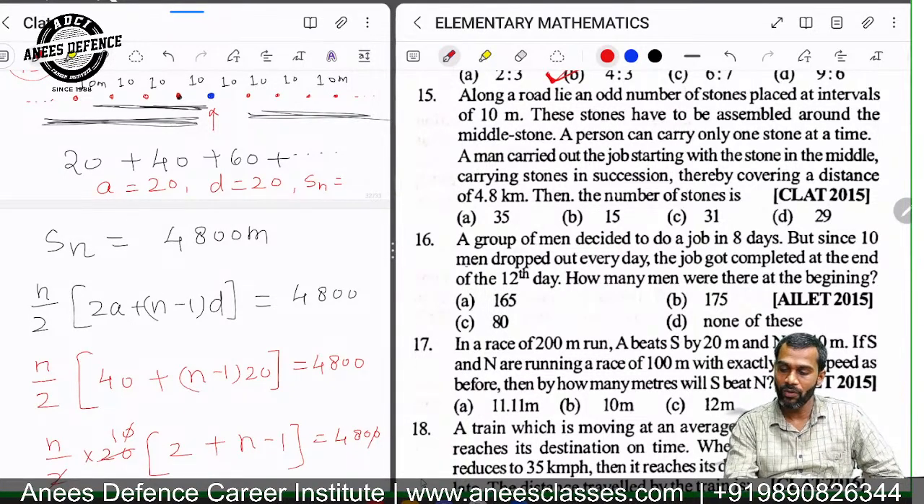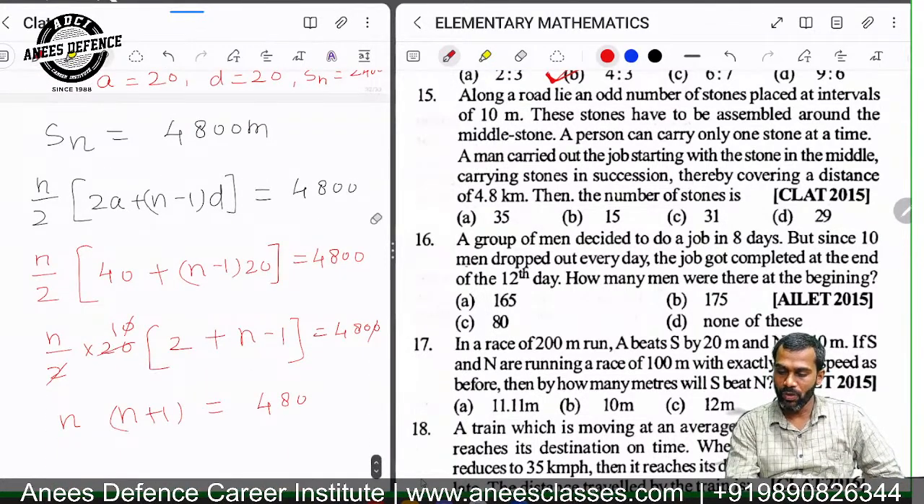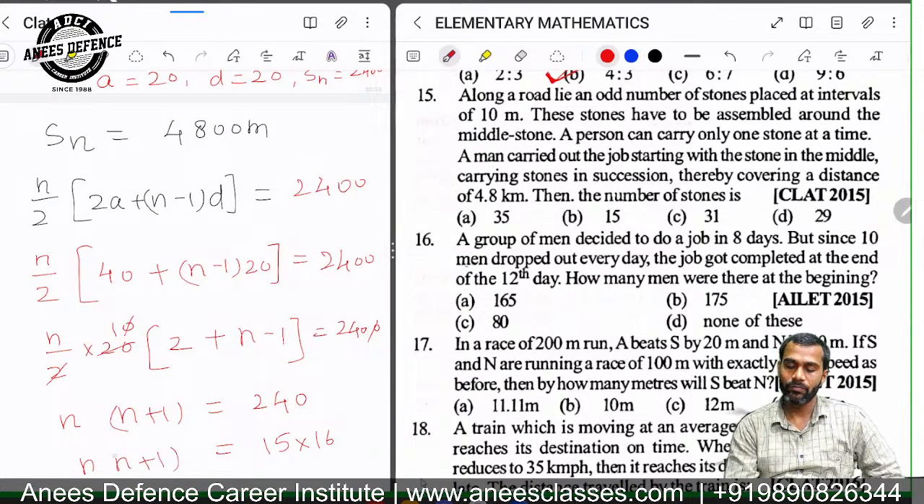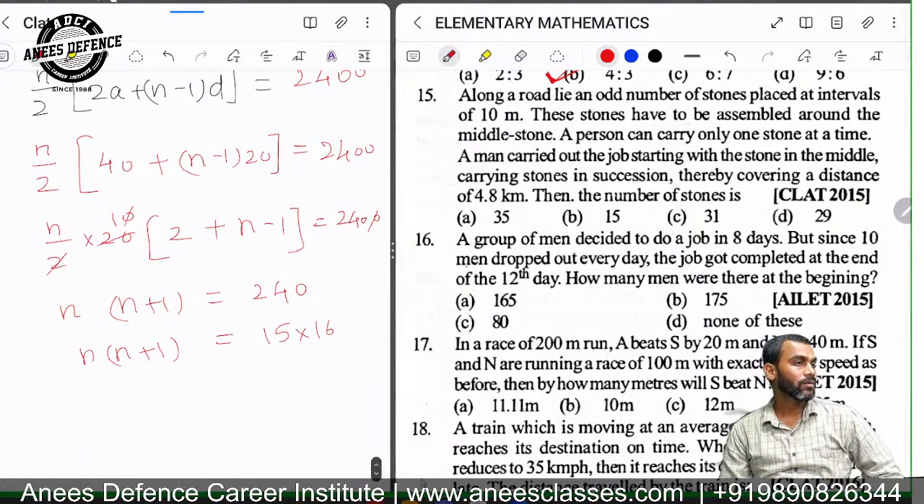Purva, have you understood? That is why we are not getting the answer. So this would be 2400, and this is also 2400. So this becomes 240. Yes or no? Now, can I write 240 as 15 into 16? Yes or no? Why 15 into 16? 16 into 10 is 160, 160 plus 80 is 240.